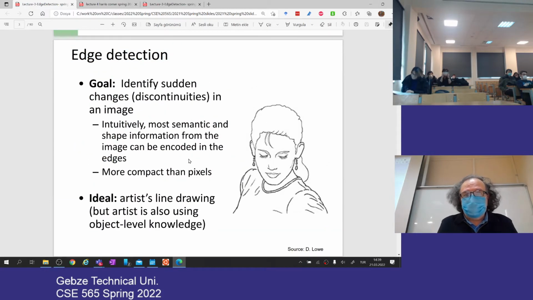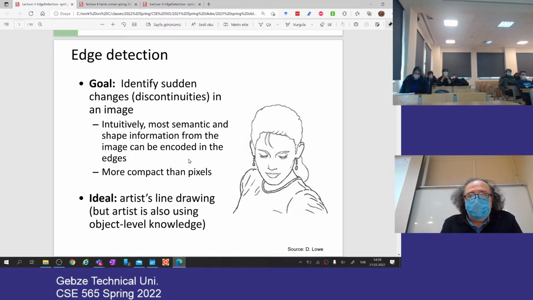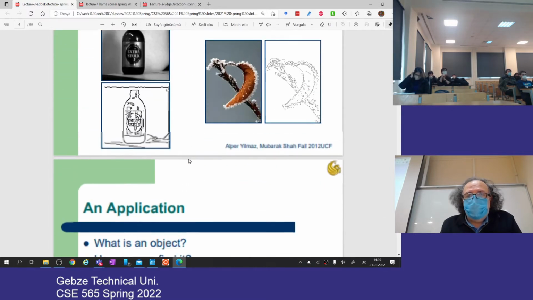Well, intuitively, age means that it is the boundary of an object, right? When you find the boundary of the objects in your images, then you have lots of information about that object. That's what we like to find, but in image processing, ages are defined in a different way.